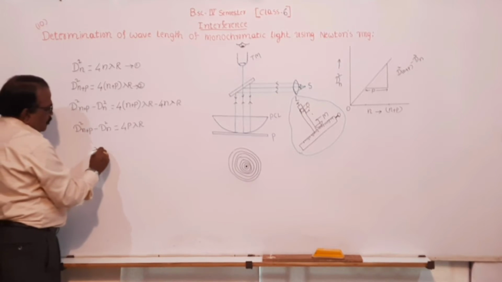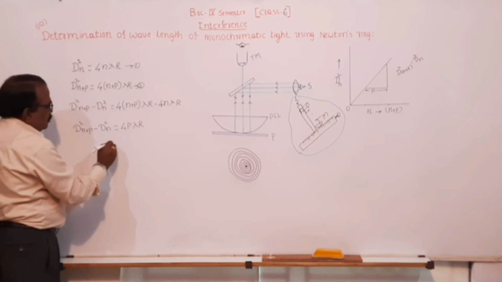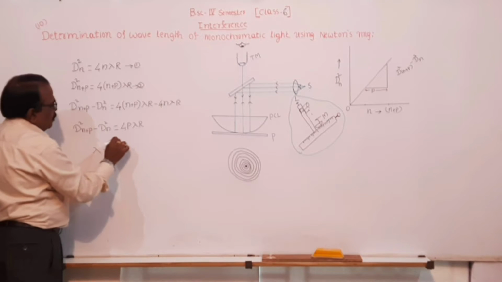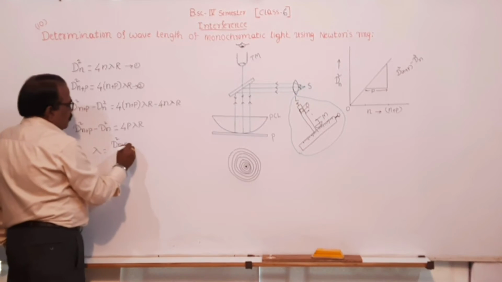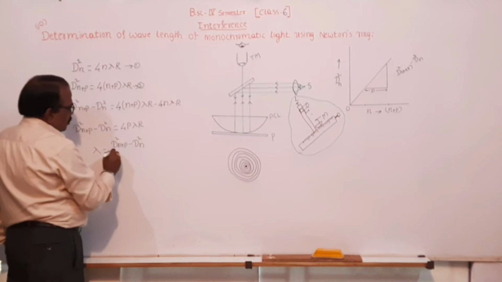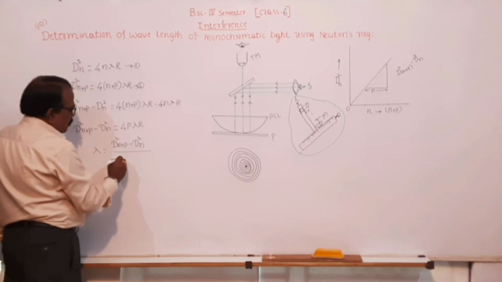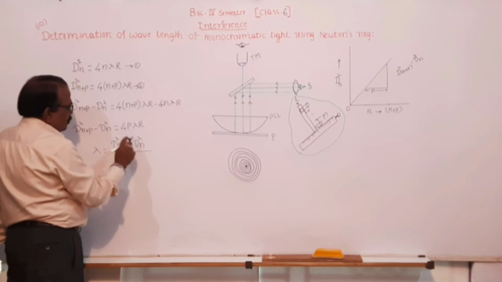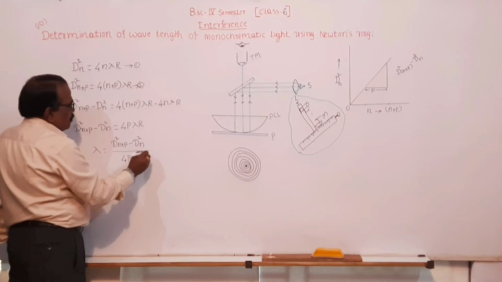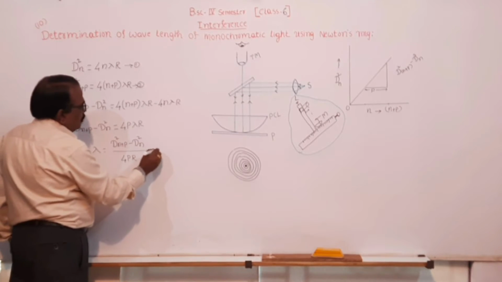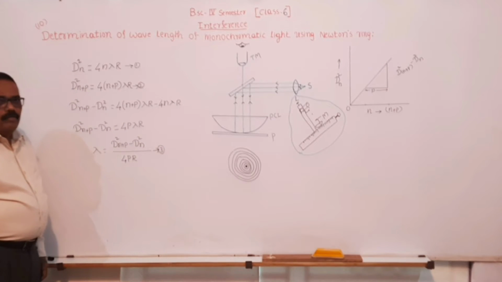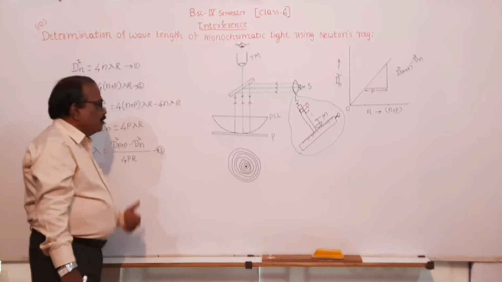Or lambda is equal to, you want what is lambda? Lambda is equal to D(n plus p) whole square minus D n squared divided by 4 p R. Call this equation 3. Using this equation, we have to find out lambda.